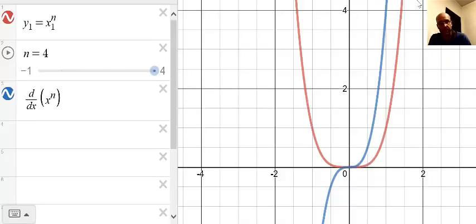So I've set up the same thing in Desmos just there, and you can see that I've got a slider bar, n is 4, so that would be an x to the power 4, which is the red, and its derivative is the blue. And as I change that down, we see the same thing happen again. 4 changes to a 3.